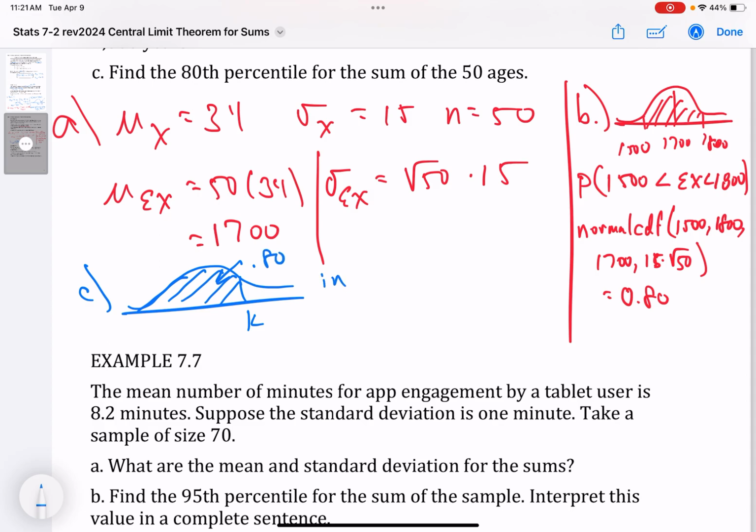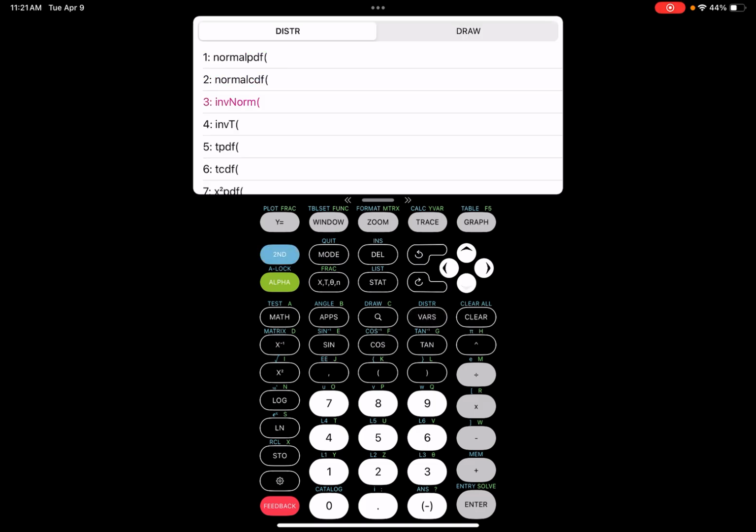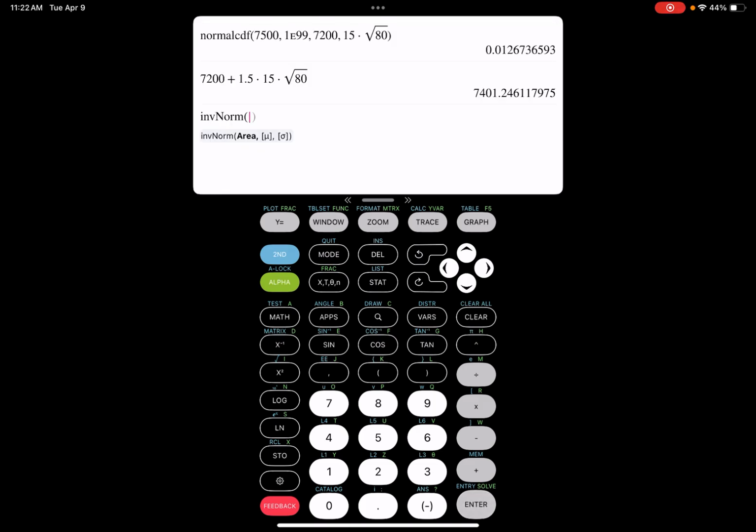So that is going to be the inverse normal. Okay, so inverse norm, and we're going to want 0.80. Let's take a look at what else we need in the wizard. Like I said, I don't memorize these things either. I tell you to go ahead and push buttons and then take a look at what it is. I'm doing the exact same thing. So inverse normal. And we have the area, and then mu and sigma. Okay, so we want our area to be 0.8. And our mu in this case was 1,700. And our sigma was 15 times square root 50.